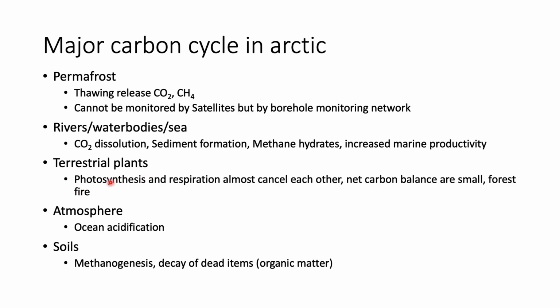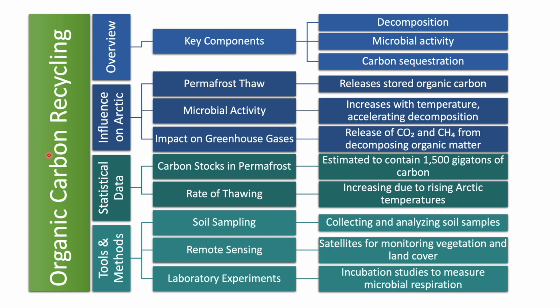And in the case of terrestrial plants, photosynthesis and respiration almost cancel each other. So the net carbon balance is very small, and the only difference is forest fires. Forest fire produces lots of carbon dioxide. In the atmosphere, ocean acidification is basically the major problem. When carbon dioxide gets into the ocean, that leads to ocean acidification. And in the soils, the major carbon cycle processes are methanogenesis and decay of dead organic matter. We will now focus mainly on organic carbon recycling. The key components are decomposition, microbial activity and carbon sequestration. These are all the major reactions.